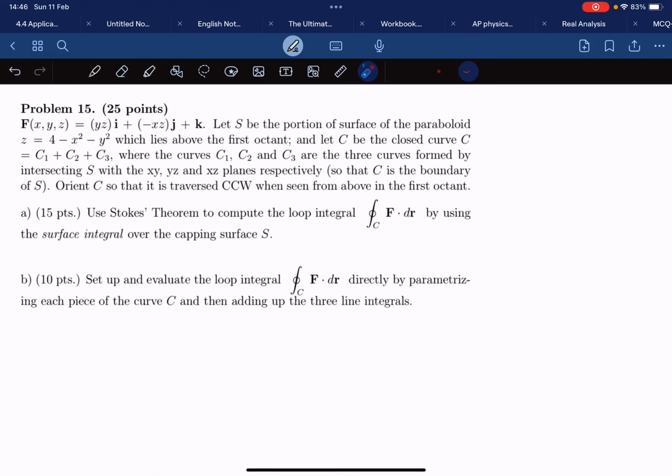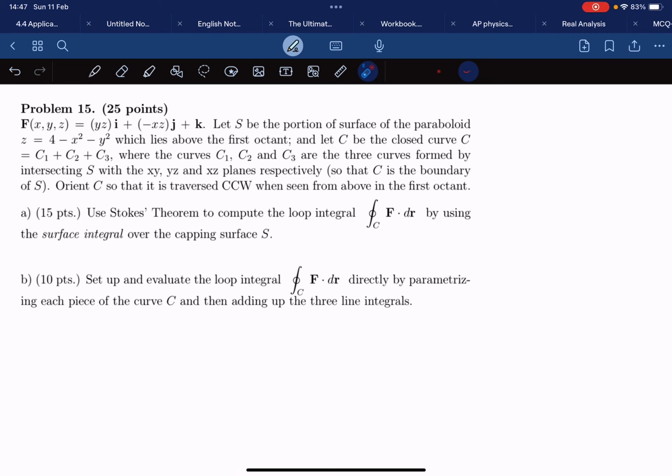Okay, so now we'll be solving the last problem on the final exam on multivariable calculus at MIT. So this is problem 15 and it's worth 25 points in total.